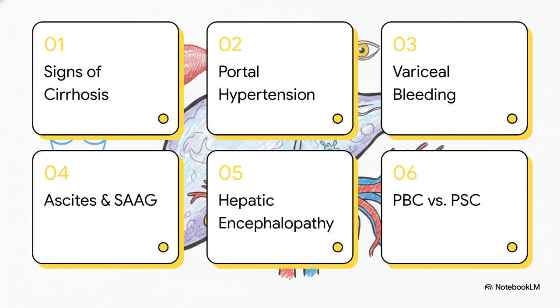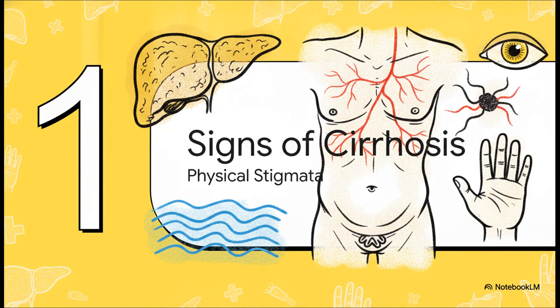Okay, here's our roadmap for today. We'll hit the signs of liver cirrhosis, portal hypertension core concepts, managing variceal bleeding, ascites and SAAG analysis, grading hepatic encephalopathy, and finally, PBC versus PSC. Starting off with Section 1, Signs of Liver Cirrhosis, recognizing the physical stigmata.